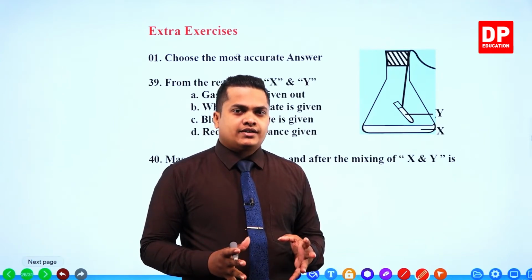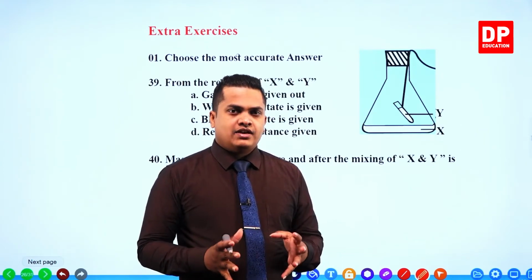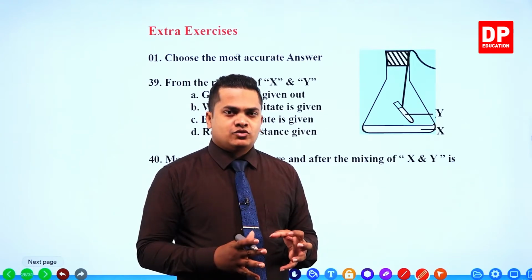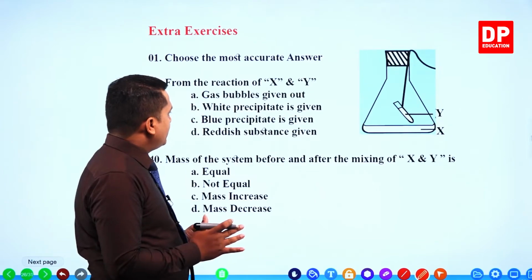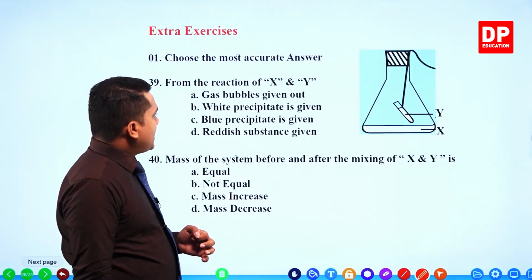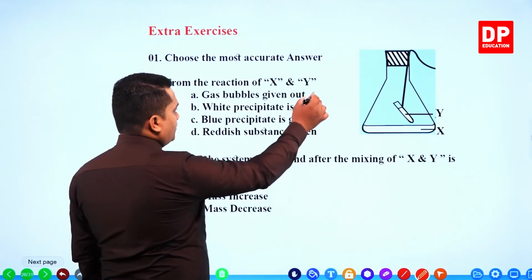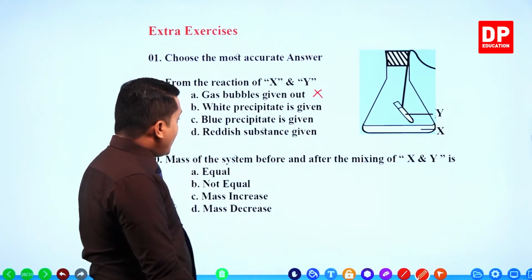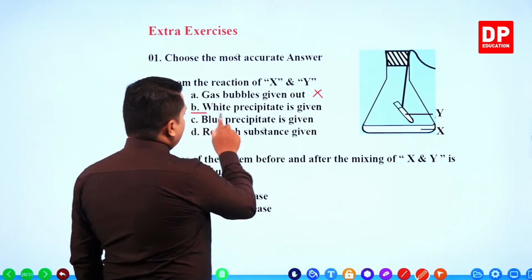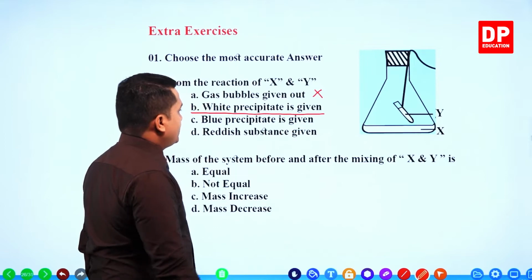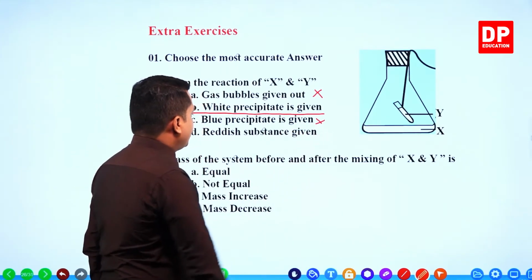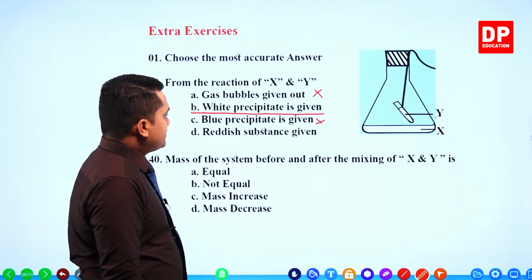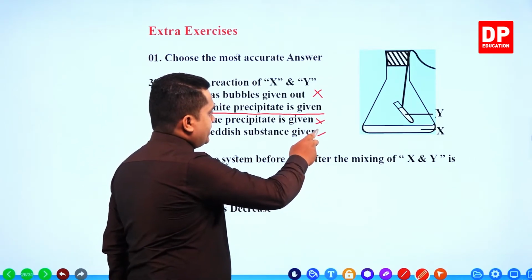When we are conducting this experiment at our laboratory, you could observe this as well. So let's go for the responses and see what they are. Gas bubbles are given out. No. White precipitate is given. Yes, this is our answer. White color precipitate is given out. Blue precipitate is given. That is also incorrect. Reddish substance is given. No, this is also incorrect.